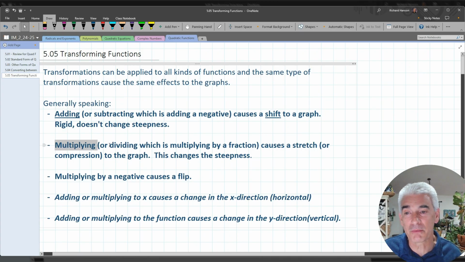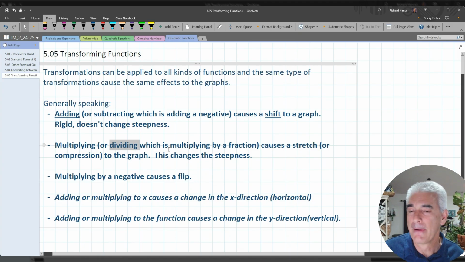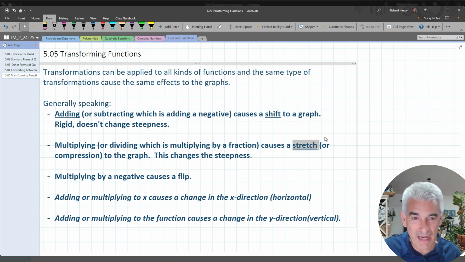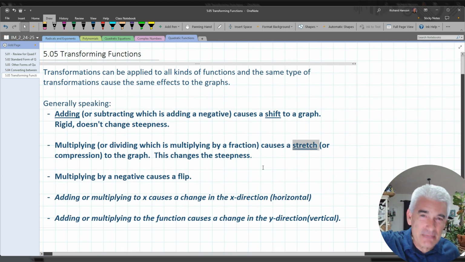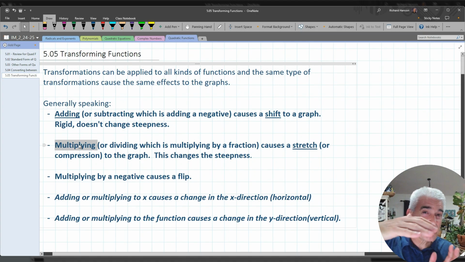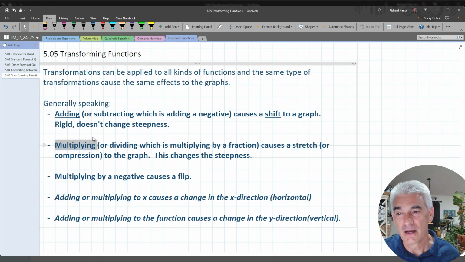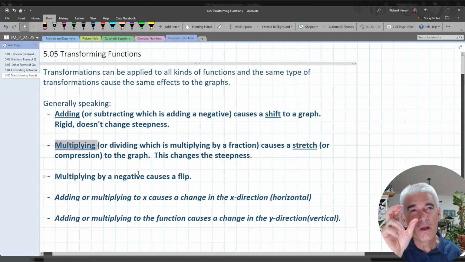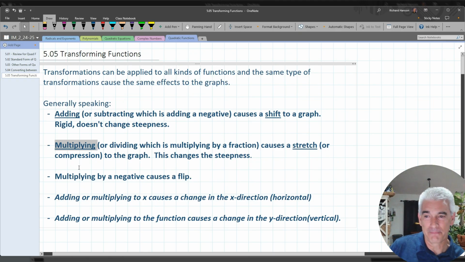Anytime you multiply or divide, and again, dividing I like to think of as multiplying by a fraction, that will cause a stretch. Any kind of a change in steepness is going to be caused by multiplying. A compression is also a change in steepness, as is a stretch. How you name it depends on where you're multiplying. So we'll look at a little bit about that.